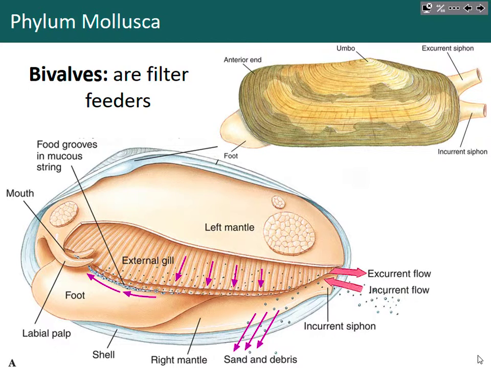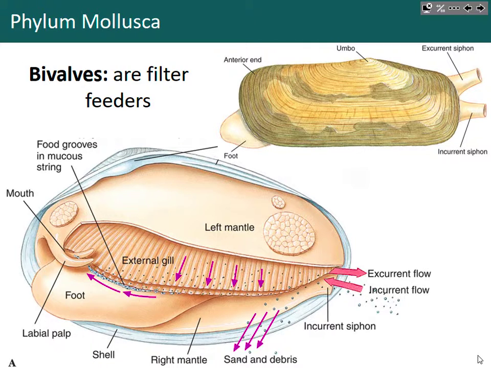If we look, we've got our incurrent flow here, and some sand and debris and particles that are in the water are going to come in to the incurrent siphon along with potential food items and flow over the gills. Heavy things drop away, so sand and debris drop away from the gills and leave the organism's body. But potential food items stick to the edge of the gills, slide down to the bottom of the gills and travel in a mucus tract.